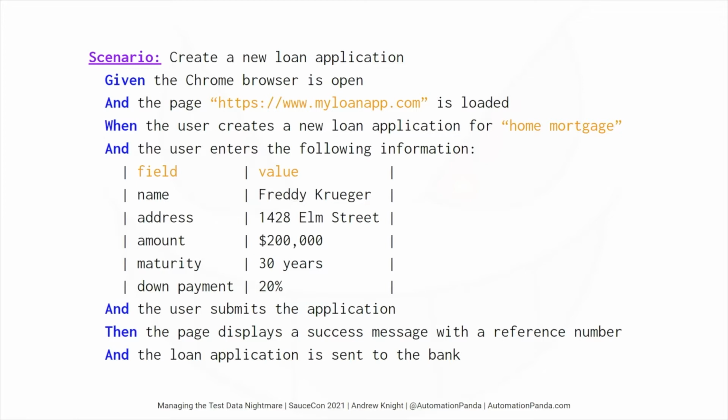Now, bear in mind, a real loan application would probably need several pages of information, but let's keep our example simple. This test case creates and submits a new home mortgage loan application for the user.